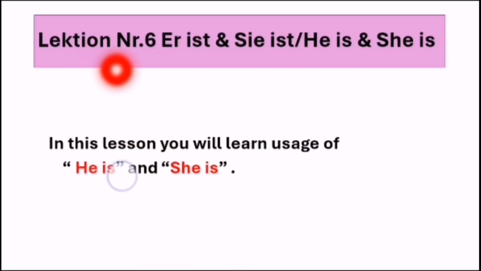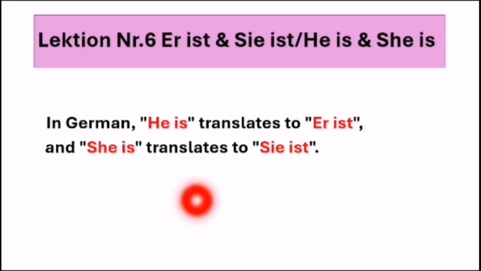So in this lesson we will learn about er ist and sie ist. In German we can say er ist, sie ist, but in English he is and she is. So for he is, we say er ist, while for she is, we say sie ist. So let's learn a little more about these words. In this lesson, you will learn the usage of he is and she is in German language.